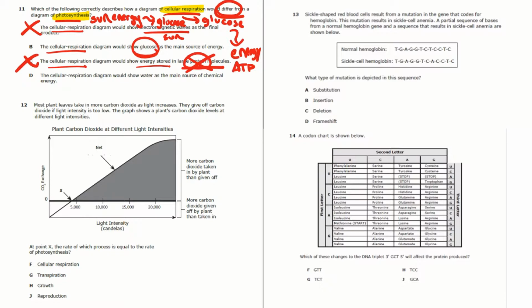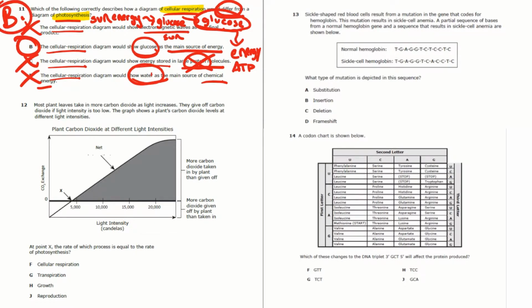All right, D. Cellular respiration diagram would show water as the main source of chemical energy. Water as the main source of chemical energy. No. The main source of cellular respiration's energy is glucose, because that is where that glucose is broken down and that energy is released from. So that is incorrect. Our answer was letter B. Okay.